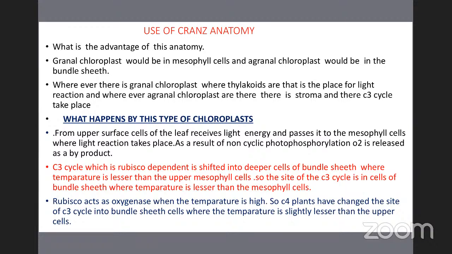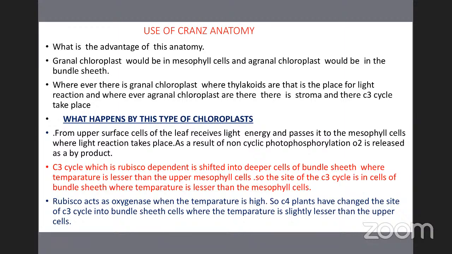C3 cycle is Rubisco dependent. That means Rubisco, RuBP carboxylase, helps in starting the C3 cycle. Only under low temperature and low oxygen concentration does Rubisco act as carboxylase. But in mesophyll cells of C4 plants, there is high temperature and high oxygen concentration. And under those conditions, Rubisco cannot act as carboxylase. It acts as oxygenase, which is a problem for the C3 cycle.